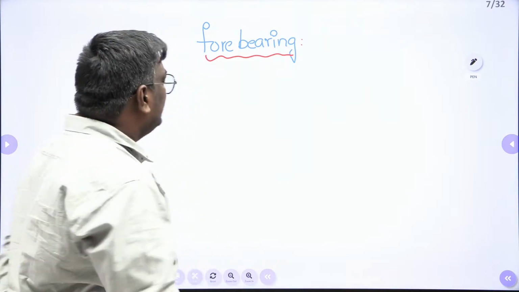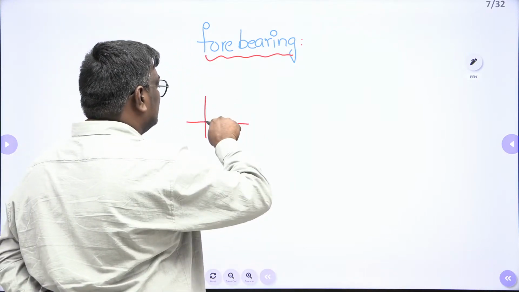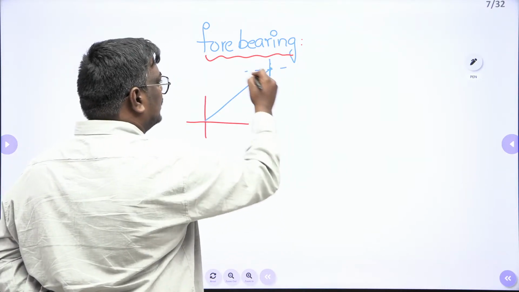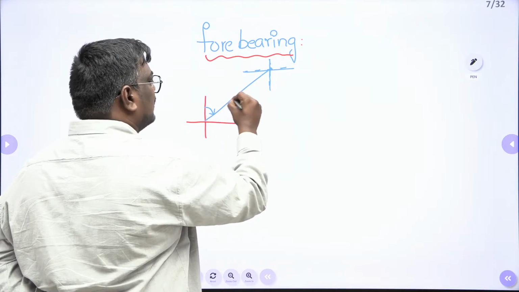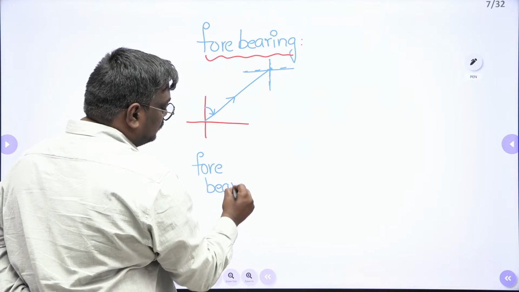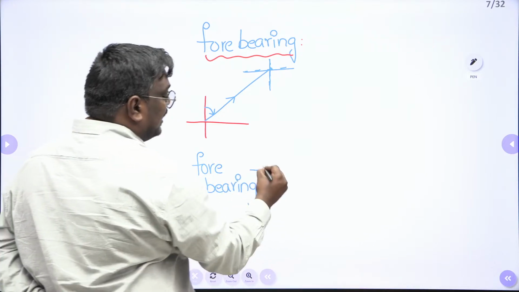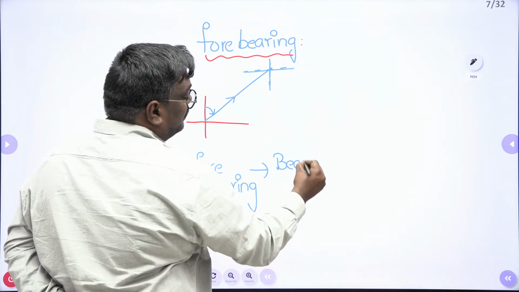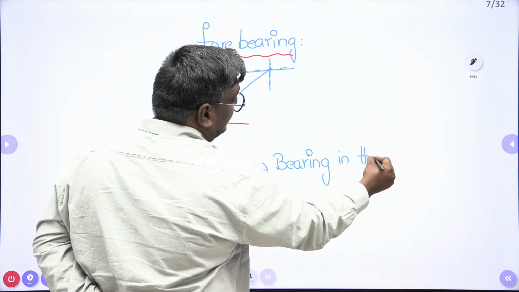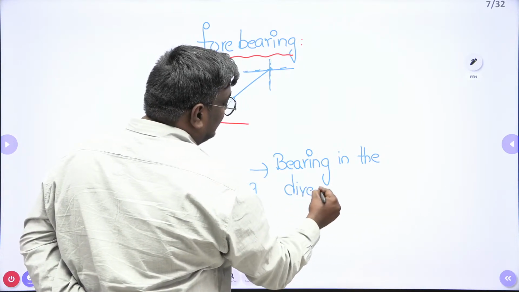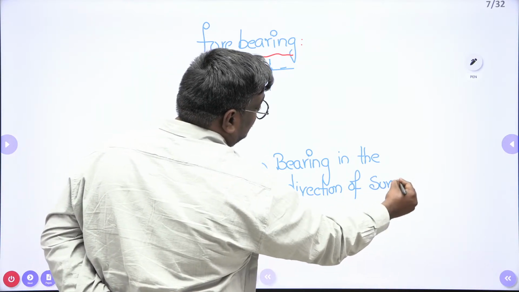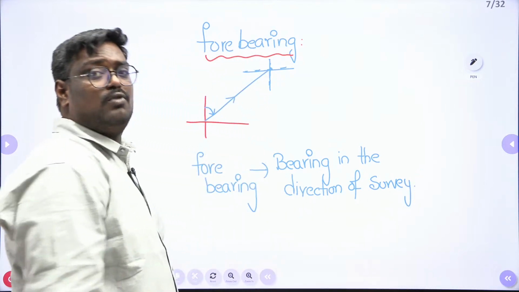Suppose I consider this as a survey line. You can say here, my dear students, the bearing in the direction of survey. So remember, very important: forebearing is taken as the bearing in the direction of survey. The forebearing is defined as the bearing in the direction of survey. The bearing in the direction of survey is nothing but the forebearing.